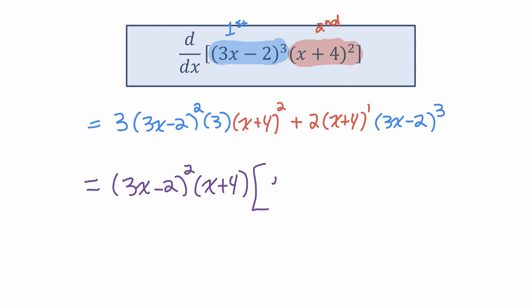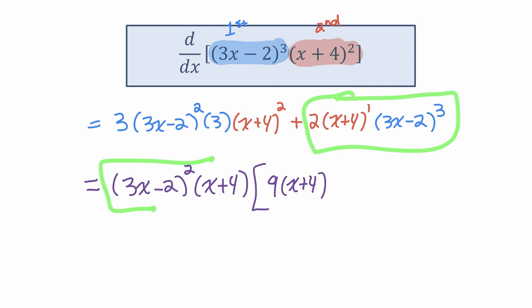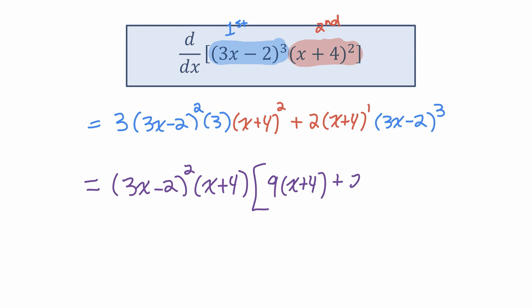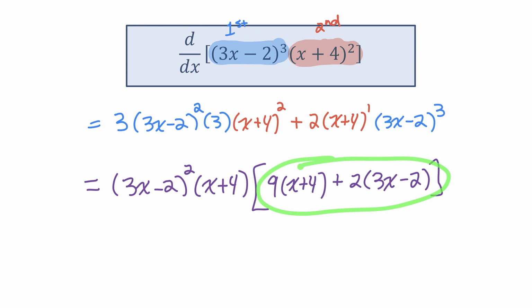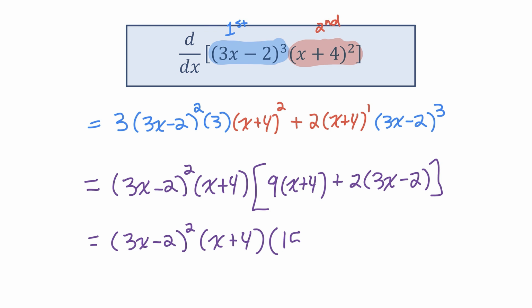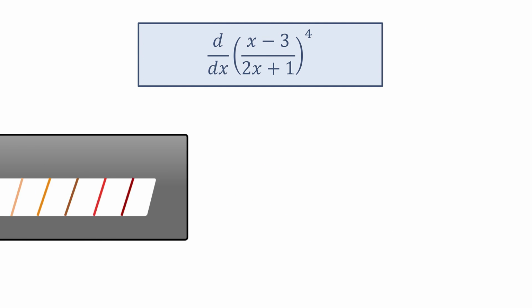When I do that, I get 9 times x plus 4. When I divide this second term by my common factor, I get 2 times 3x minus 2. Now I'll just simplify what I have inside the square brackets. I get 15x plus 32. Derivative number 6.